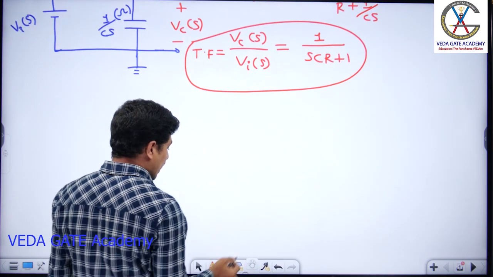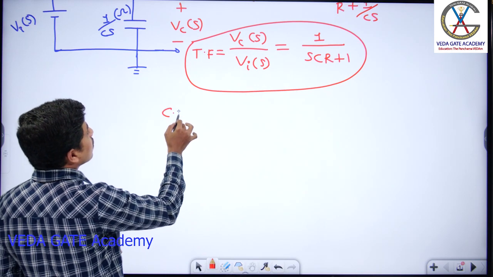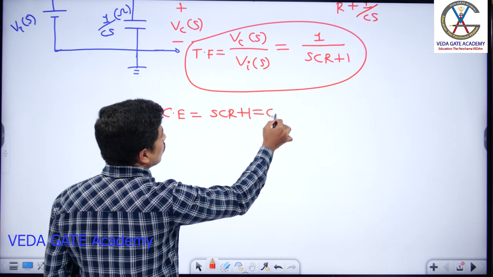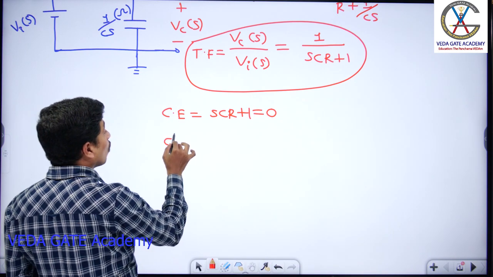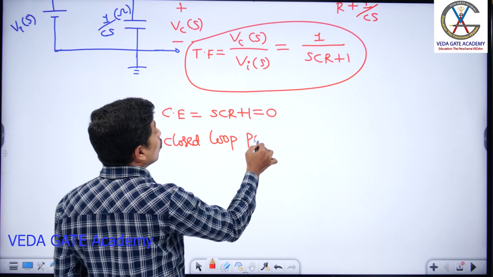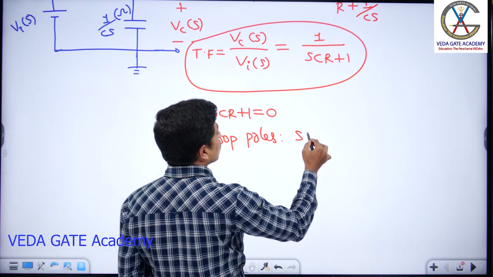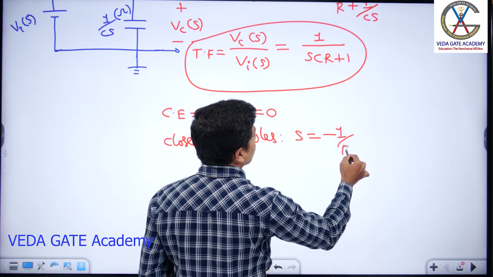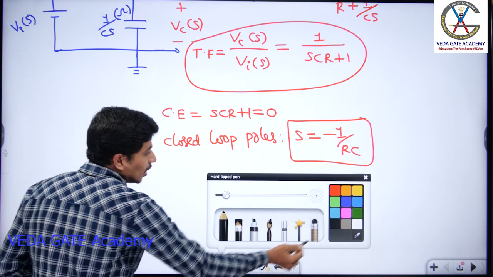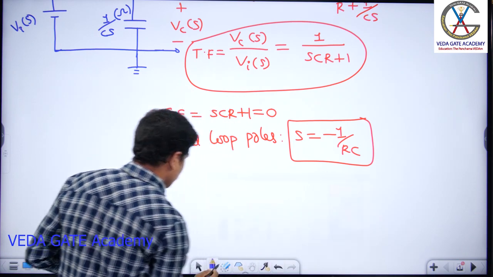Now, what is the characteristic equation? The characteristic equation is SCR plus 1 equal to 0. Now, where is the closed loop pole located? Closed loop poles are roots of the characteristic equation, that is S is equal to minus 1 by RC. Observe this carefully, and let's write the forced response and natural response once again.